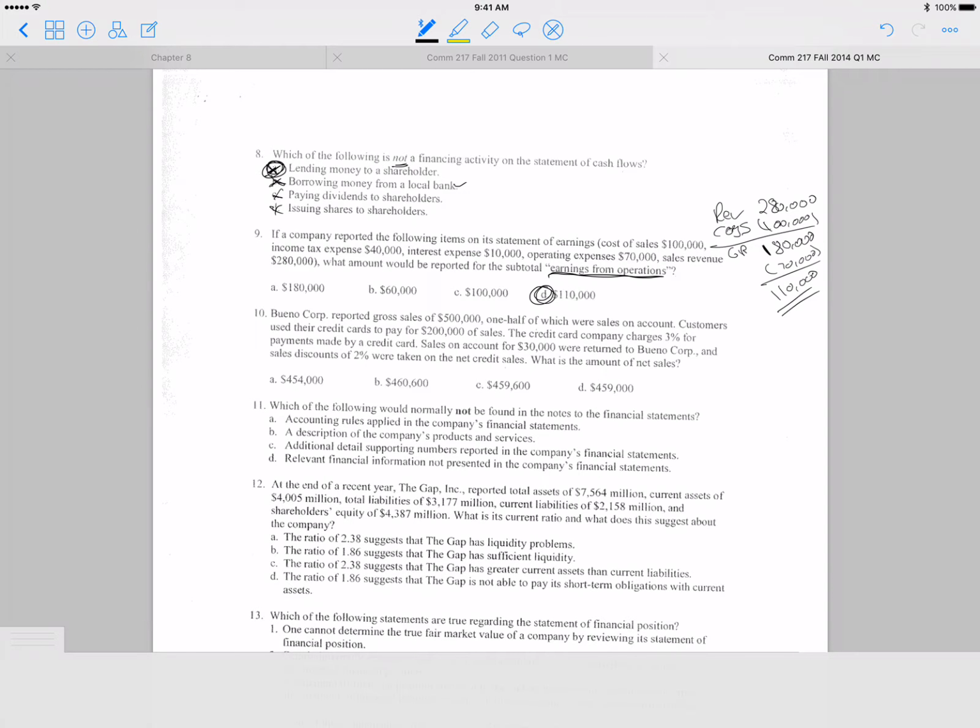Question 10 says, Bueno Corp reported gross sales of $500,000, one half of which were sales on account. Customers use their credit cards to pay for $200,000 of the sales. Their credit card company charges 3% for payments made by a credit card. Sales on account for $30,000 were returned to Bueno Corp, and sales discounts of 2% were taken on the net credit sales. What is the amount of net sales? So there's a lot of information in this question, so we'll just solve it step by step.